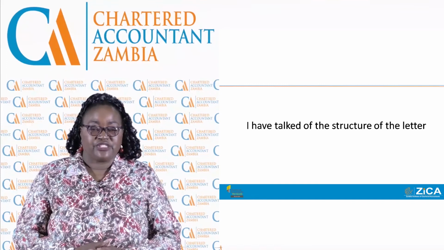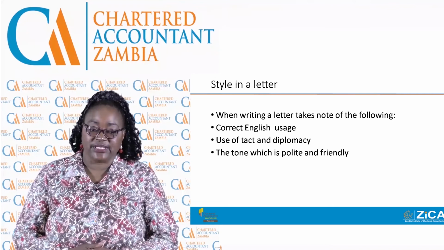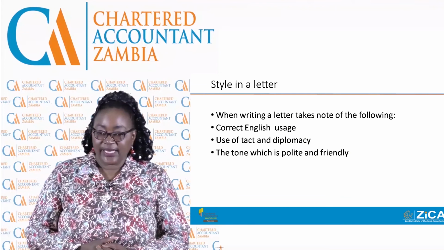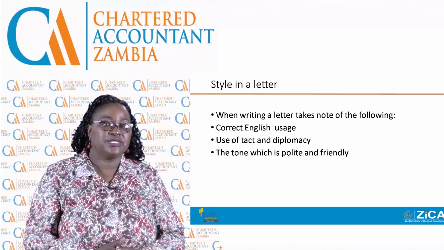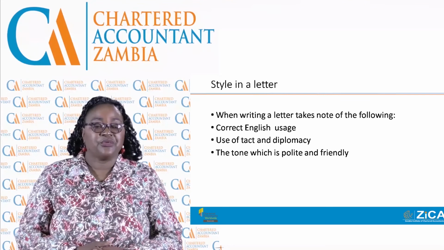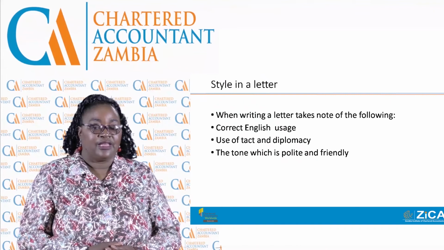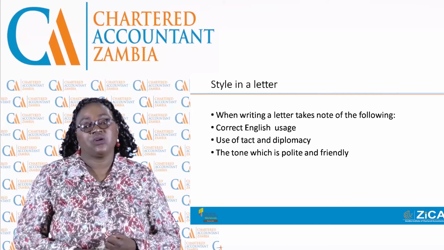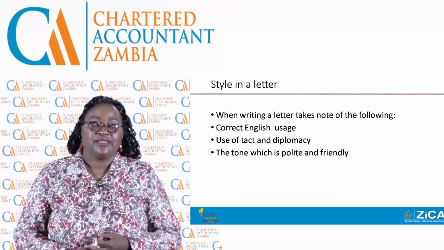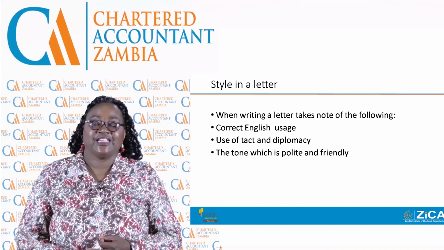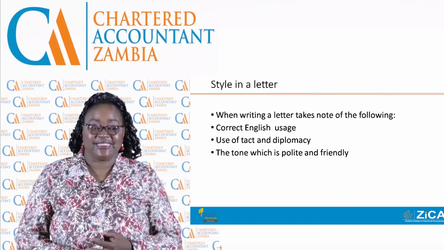I feel that even the style in a letter is very important. So one of the things that makes a good letter is the style of the letter. One of the other things that we noted earlier on, the mistakes that most candidates make, include the language, poor grammar, and just wrong spellings. Now, when writing a letter, it is very important to ensure that you use correct language, use tact and diplomacy, and a tone which is polite and friendly. The tone, the words that we use in a letter, or the language that we use in a letter, brings out an aspect of friendliness or politeness. So those aspects are very important.